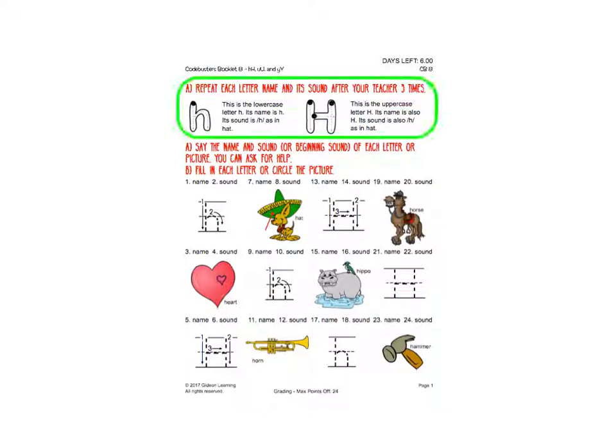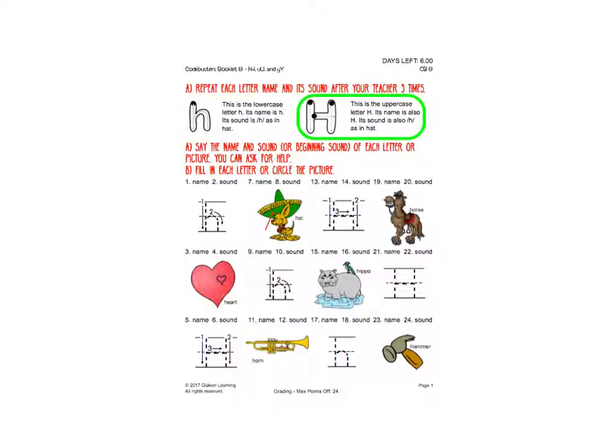Let's read the directions at the top of the page. Repeat each letter name and its sound after your teacher 3 times. This is the lowercase letter H. Its name is H. Its sound is H, as in hat. H, H, H. And now we can write our lowercase letter h.